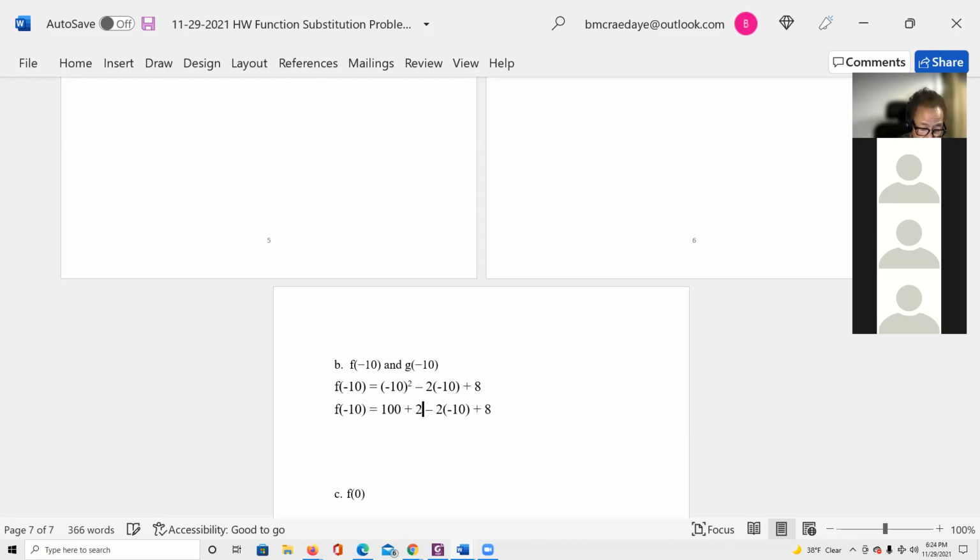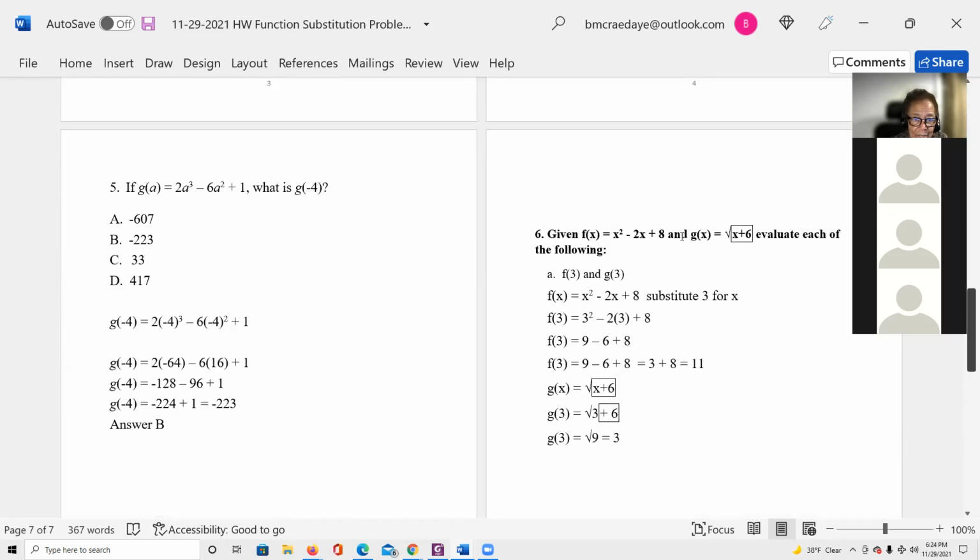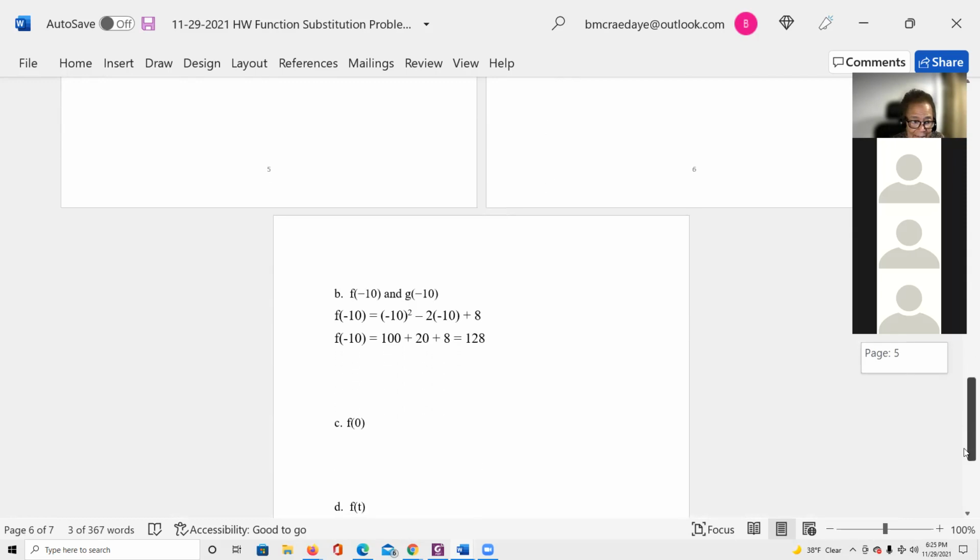And then we have plus 20 and a plus 8. So what's 100 plus 20 plus 8? 128. That's right, so that's your answer. 128. That's the answer for your F of minus 10. Then we go to our G of minus 10. So let's go back up to our G, that's the G of X. So we'll copy that and put our minus 10 for the G.